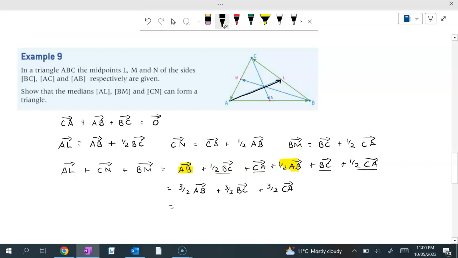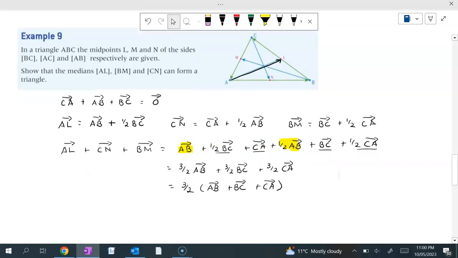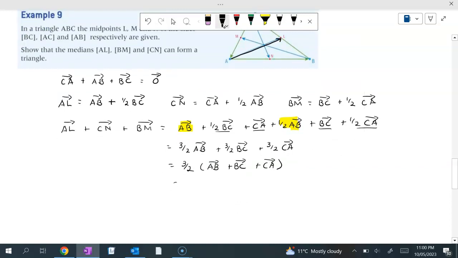So there's a common factor of 3 on 2. And we mentioned last time that we can use the idea of the distributive law with vectors. So I can factor out the 3 on 2 because it's just a scalar number. And then if I go back to the start, CA plus AB plus BC was a zero vector. So we've got 3 on 2 times a zero vector. And because the zero vector has zero magnitude and no direction, when we do 3 on 2 times the magnitude, we still just get 0. And so we've shown that they can form a triangle because they sum to the zero vector.